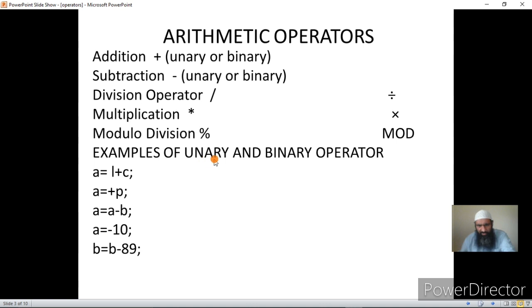Now what is the difference between unary and binary subtraction operator, or unary and binary addition operator? The difference is based on the operands it acts upon. Since this operator, that is a is equal to minus 10, here minus is acting on a single operand, therefore it's unary minus, and this minus, since it's acting on the two operands, it is the binary minus. That is, this one will perform the subtraction, but this one will not perform the subtraction. It will indicate the sign or change the sign of a number or a variable. Okay.